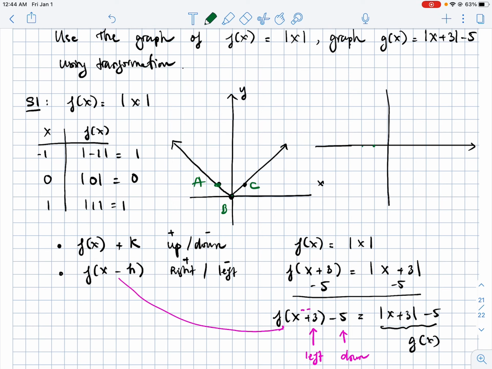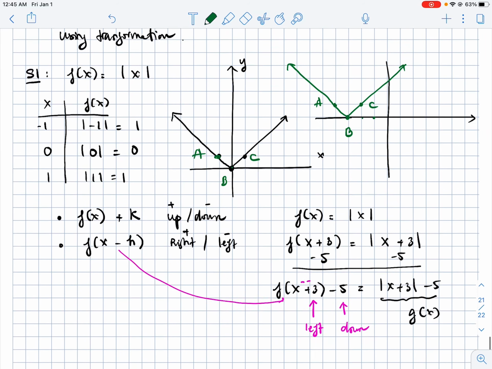If we move the function to the left 3 steps, the points will move like this. Point B will land here. Then point C will land here, and A will land here. So it will be like this. It has moved to the left 3 steps.